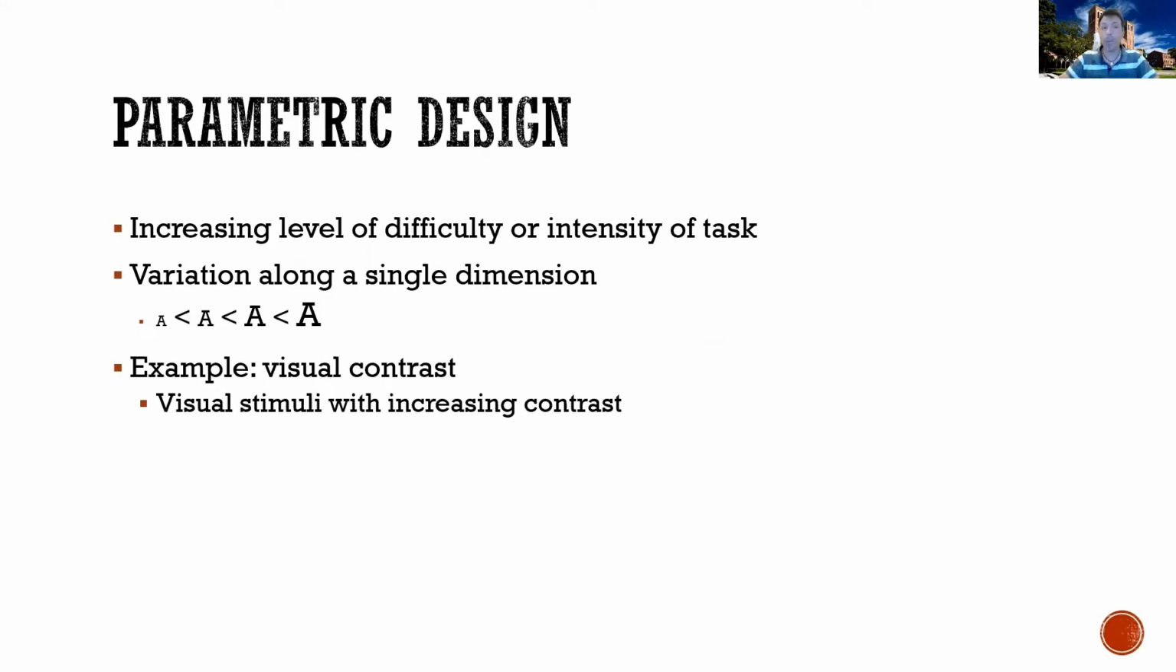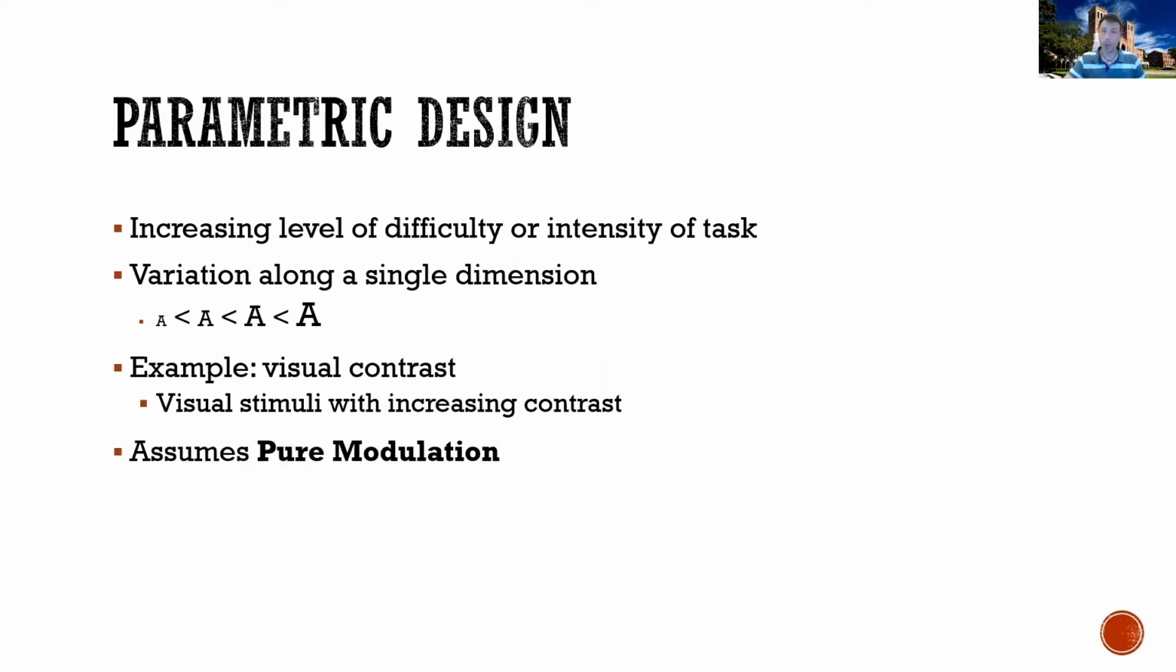The typical example would be visual contrast. So you might show an image, but it's very dim, and then you slowly increase the contrast of that visual stimulus. And then you look for parts of the brain that have a BOLD response that also slowly increases as the contrast gets stronger and stronger.